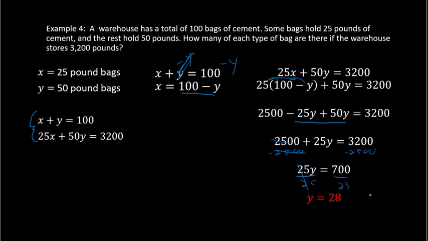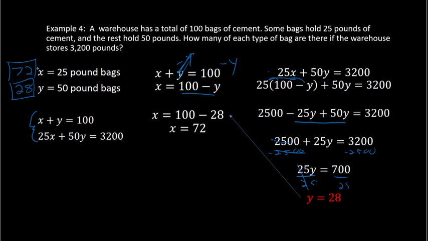So y is 28, which is the number of 50-pound bags. I can then plug into either equation. This would be easiest if we plug it in right here, x equals 100 minus y. We have x equals 100 minus 28. That would give me 72 for my solution. So we have 72 25-pound bags, and we have 28 50-pound bags.